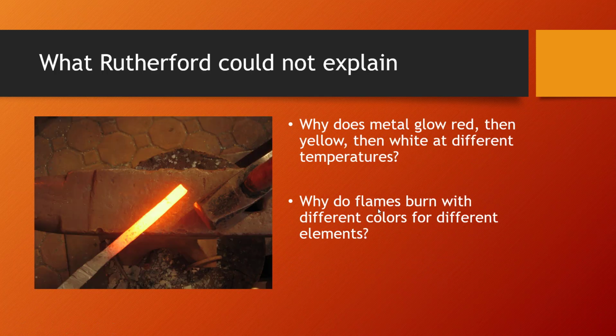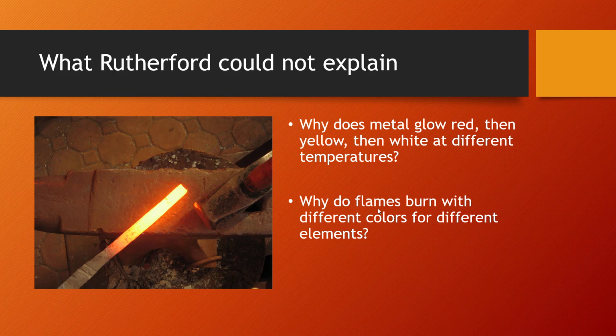Rutherford's atomic model did have some limitations. For example, it couldn't explain why certain things glow. Why do metals glow red and then yellow and then white if you're heating them up? And if you're cooling them back down, they go from white to yellow to red, as we can see on this very hot piece of steel. So what's going on with the interaction of light and heat here?